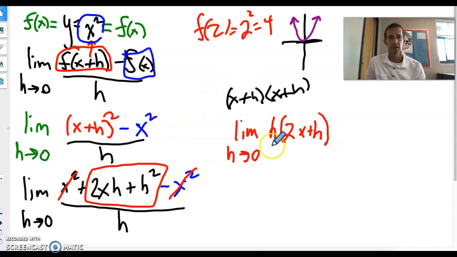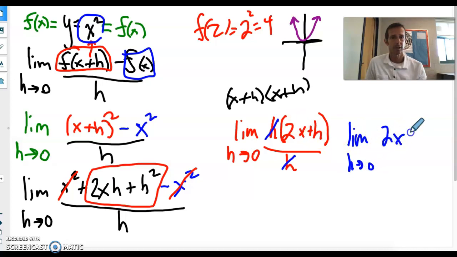I factor it out. And I still have this h on the bottom, but I don't want that h on the bottom. That's my whole goal, somehow to figure out how to get rid of that. But look, h over h. So anything divided by itself, other than 0, is 1. So that is canceled. And so now I have the limit as h approaches 0, and all that's left is 2x plus h.